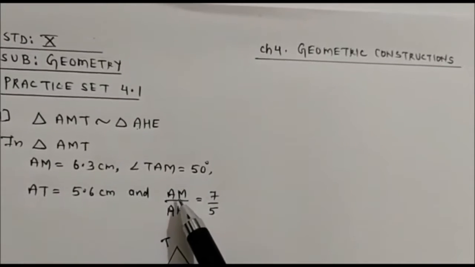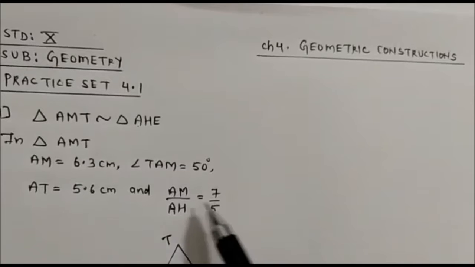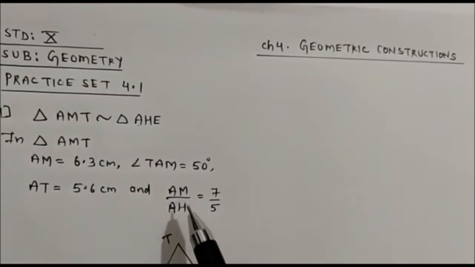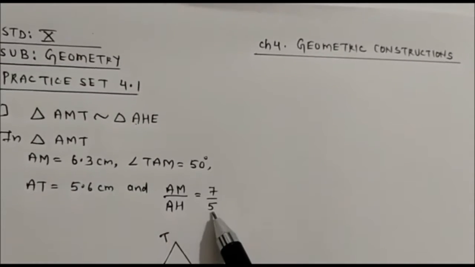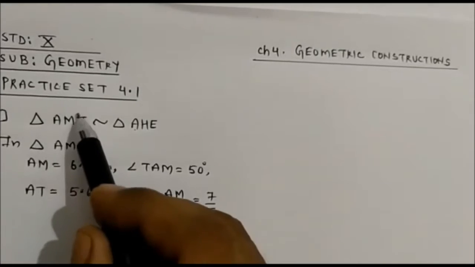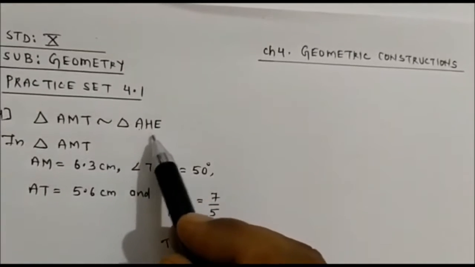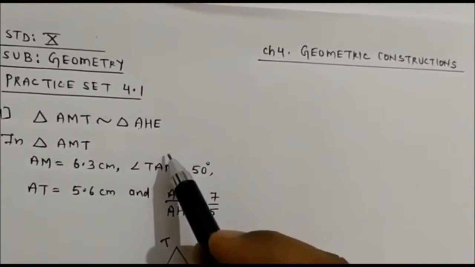Now see the ratio, AM upon AH is 7 upon 5. So from the ratio you come to know that AM is 7 and AH is 5. So triangle AMT is the bigger triangle and AHE is the smaller triangle. So we'll draw the rough figure for that.